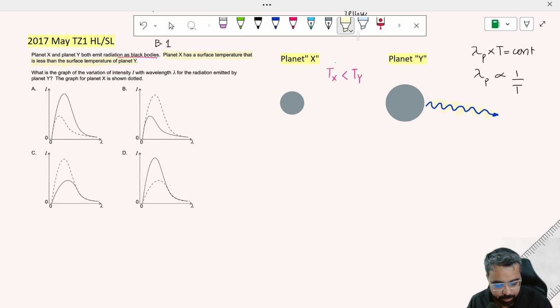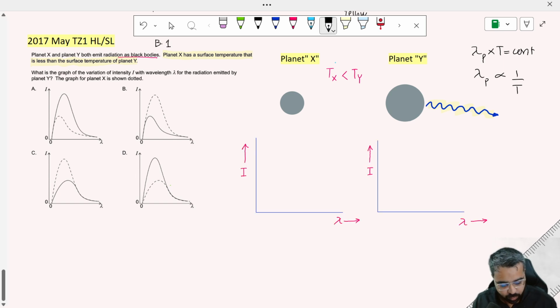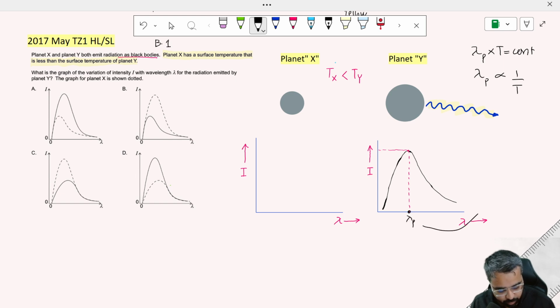So lambda p, which we call the peak wavelength, for planet Y is actually the wavelength of blue light. Okay students, if I show you the graph for Y, your idea must be clear that this maximum intensity, this peak wavelength, is actually the wavelength of this blue light for planet Y.